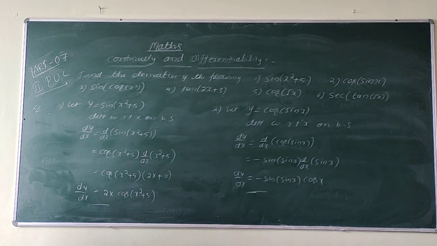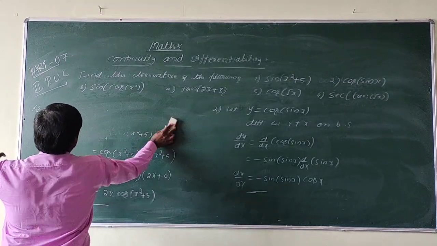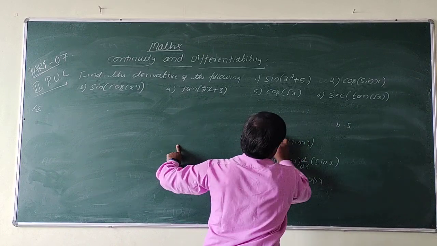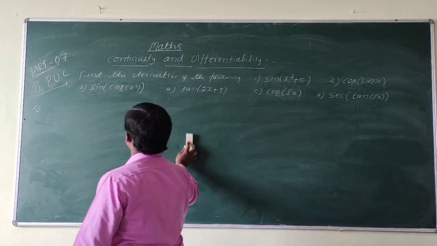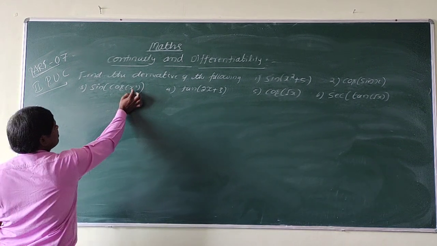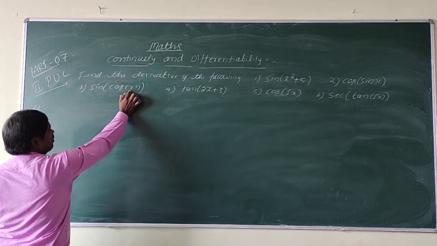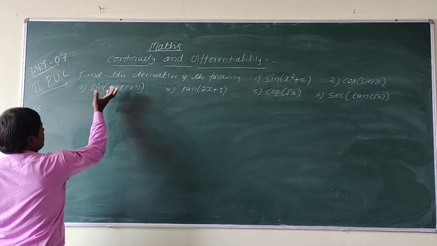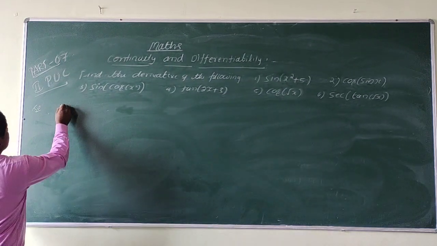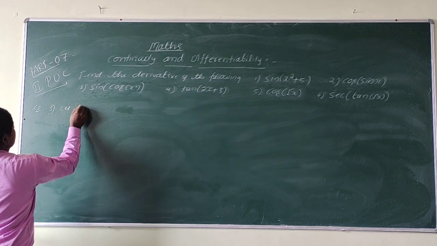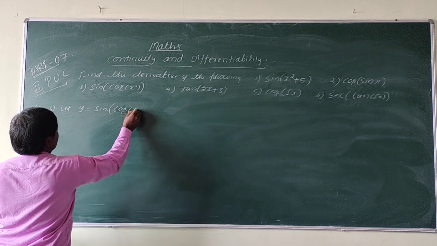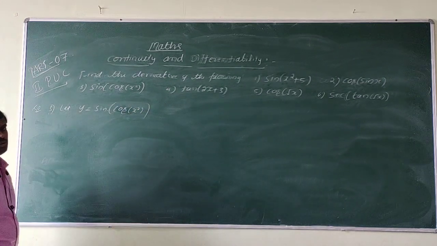Okay, so next we move on to the third question. It is a composition of three functions. One is x square, another one is cos x, another one is sin x. Okay, so this is a composition of three functions. So let y is equal to sin of cos of x square.